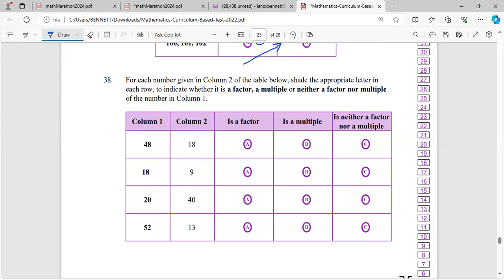For each number given in column 2 of the table below, shade the appropriate letter in each row to indicate whether it's a factor, multiple, or neither of column 1. 48 in column 1 and in column 2 you have 18. Sir, give me a little minute, I want to work it out to make sure my answer is correct. 18 is neither a factor nor a multiple of 48.